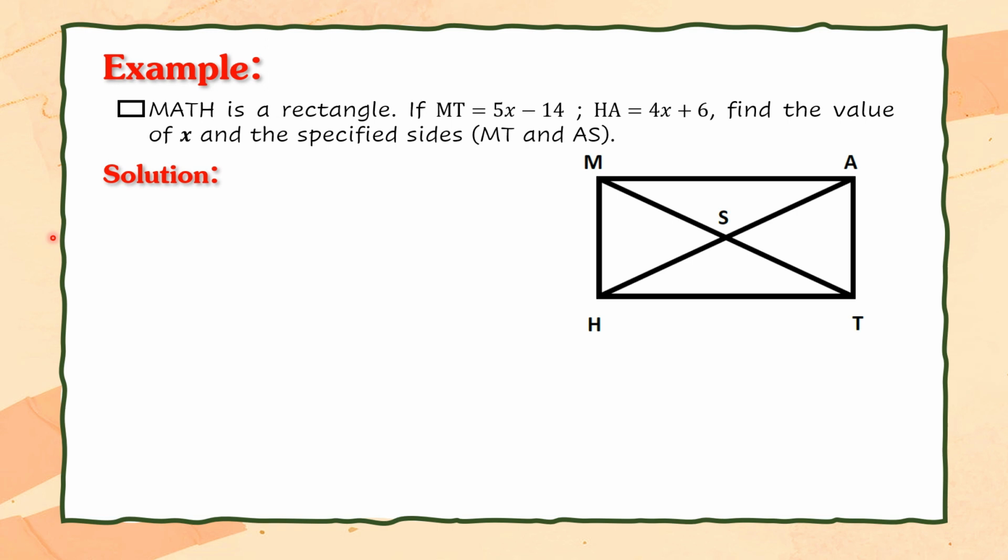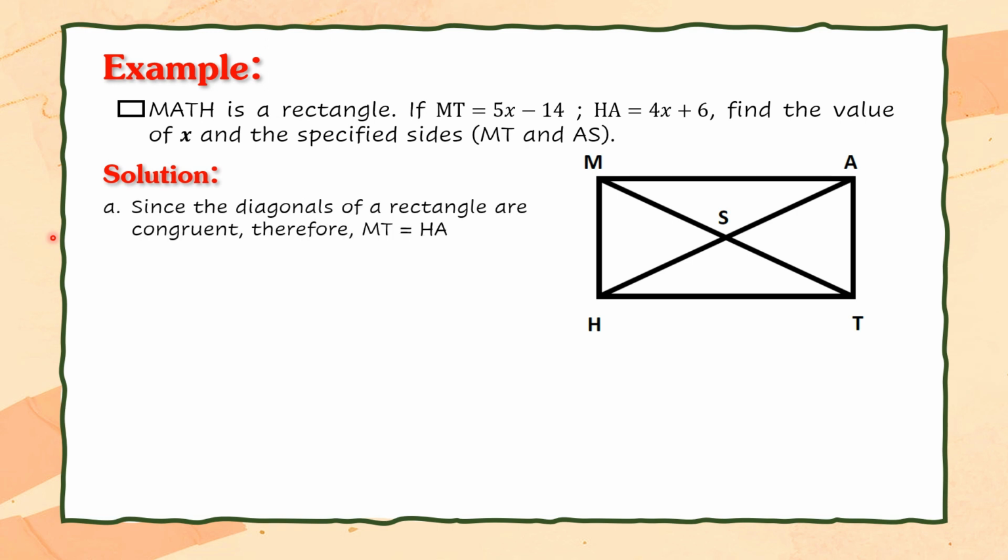So let us first solve for the value of x. Since according to the property of rectangle, the diagonals of a rectangle are congruent. So therefore, MT is equal to HA. Now, to solve for x, we are going to substitute the values of MT and HA. So we will have 5x minus 14 is equal to 4x plus 6. Now, let us transpose 4x to the left side of the equation and negative 14 to the right side of the equation. So we will have 5x minus 4x is equal to 14 plus 6.